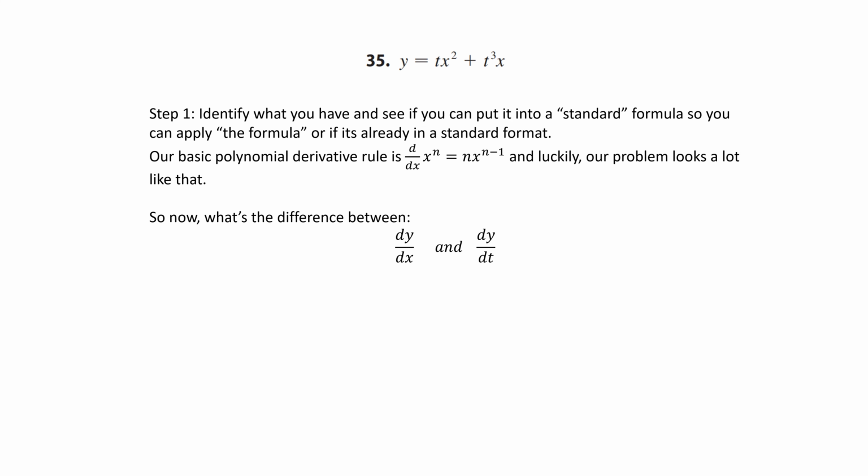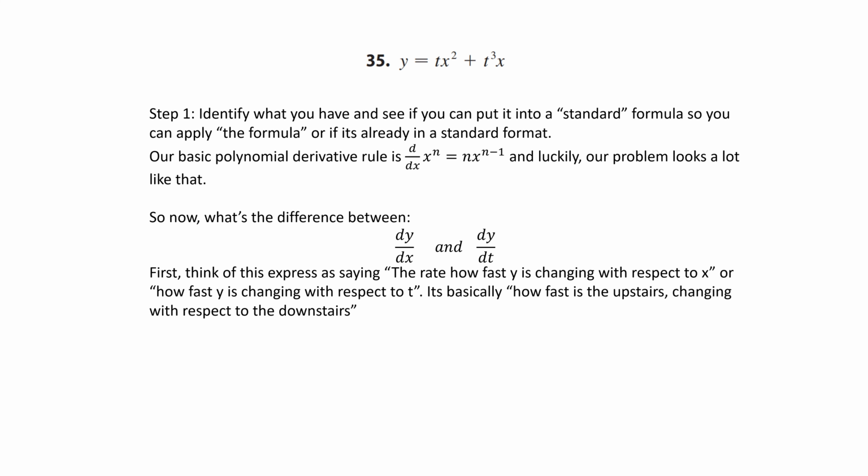But a quick thing to notice is they're asking for two different types of derivatives, so what's the difference between dy over dx and dy over dt? Basically, you can think of the first expression as how fast y is changing with respect to x, and the second one is how fast y is changing with respect to t. It's basically how fast the upstairs is changing with respect to downstairs.